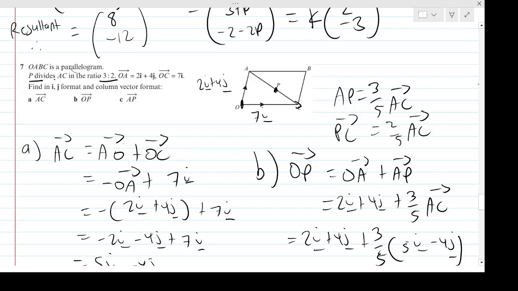But yeah, this question's a bit funny. I think it's meant to say part B find AP and then part C find OP, because to find OP we needed to find AP. I think the textbook was a bit weird there. But either way, we've got the answer. So yeah, that is i and j notation. So I'm going to leave it there, but I'll see you next time.